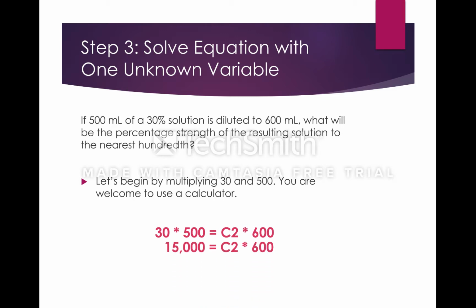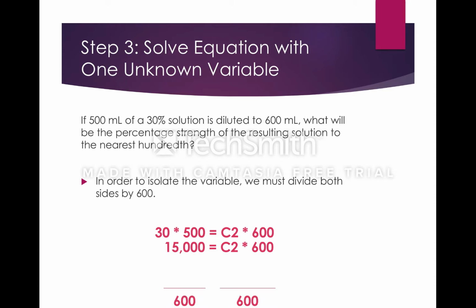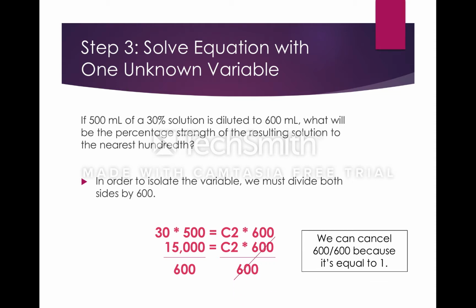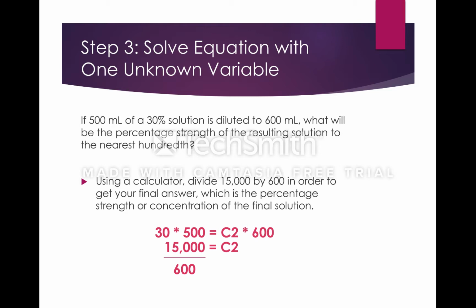Okay, next we divide both sides by 600 in order to isolate that variable. And you can see there on the right side of the equation, we can cancel 600 over 600 because that's equal to 1. Now, once again, you can use that calculator to divide 15,000 by 600 to get your final answer, that percentage strength or concentration of the final solution, which is 25%. That's your final answer. That's what we were looking to solve this whole time, was that C2 value.